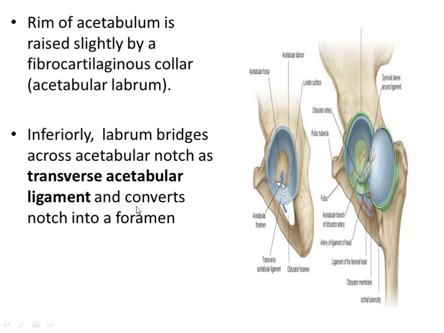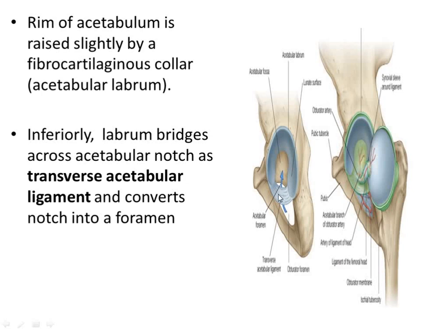Innermost amongst these is the acetabular labrum. This is the lunate articular surface of the acetabulum. This acetabular labrum is basically a rim of fibrocartilaginous tissue or the fibrocartilage, which is enclosing this lunate articular surface like a collar.